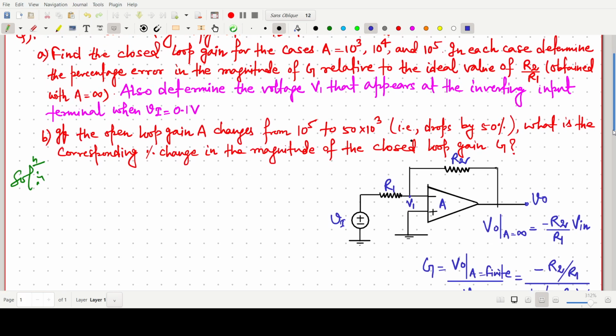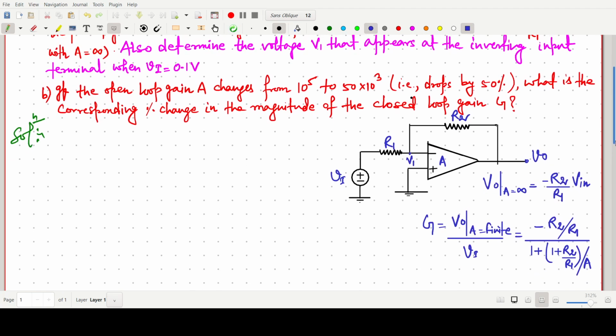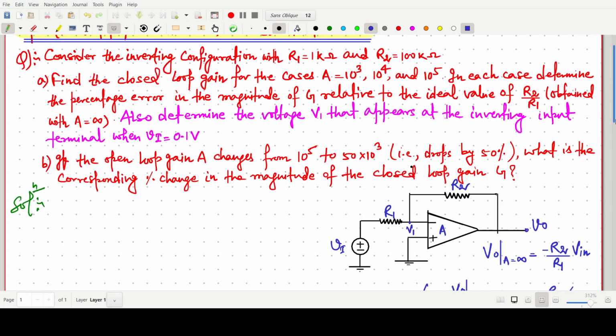I have already made a video on this topic on how to find the gain V naught by Vi for a finite A. That will come as minus R2 by R1, whole divided by 1 plus, in brackets, 1 plus R2 by R1, divided by A. The proof is already done in my earlier video, and I will share the link. So we have to use this formula. It is very simple.